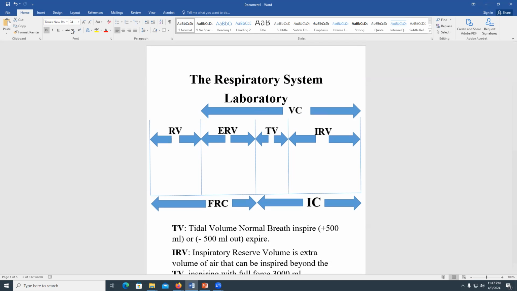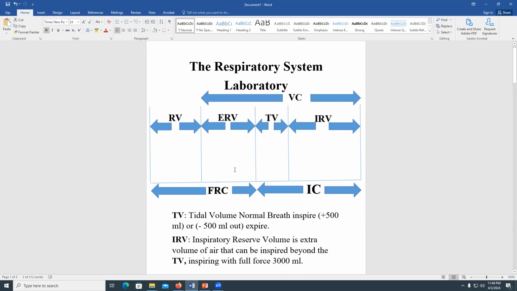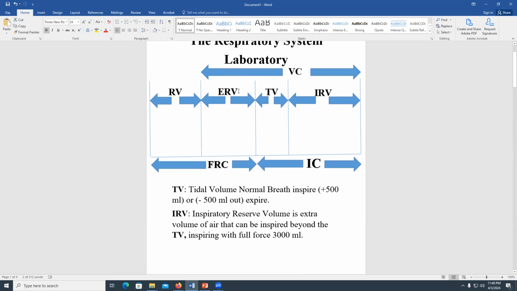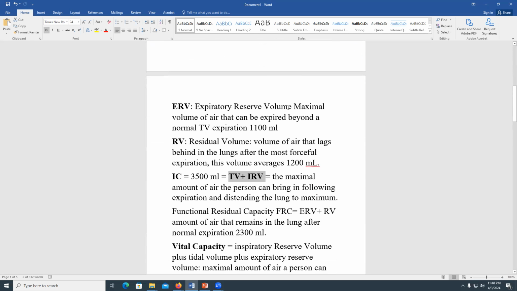You know that the total lung capacities are always multiple volumes, and that includes multiple volumes and capacities. So the total lung capacity would include my inspiratory reserve volume, my tidal volume, my expiratory reserve volume, plus my residual volume. Total lung capacity, I can represent it with volumes and capacities. I could say my total lung capacity is my inspiratory capacity plus my functional residual capacity. So I can mix and match, but it has to fulfill this conceptual diagram.